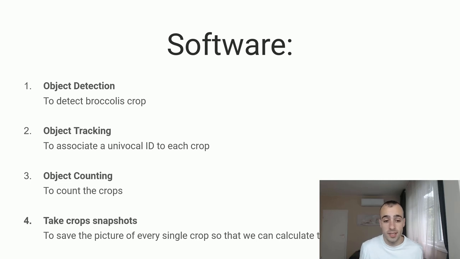Why do we need an ID? Because with the ID, we can count the crops, which would be step number three. And also we can take snapshots. If we don't have the ID, we're just going to take randomly multiple snapshots of the same crop. While if we have the ID, we know that that is the ID and we take the snapshot only once.